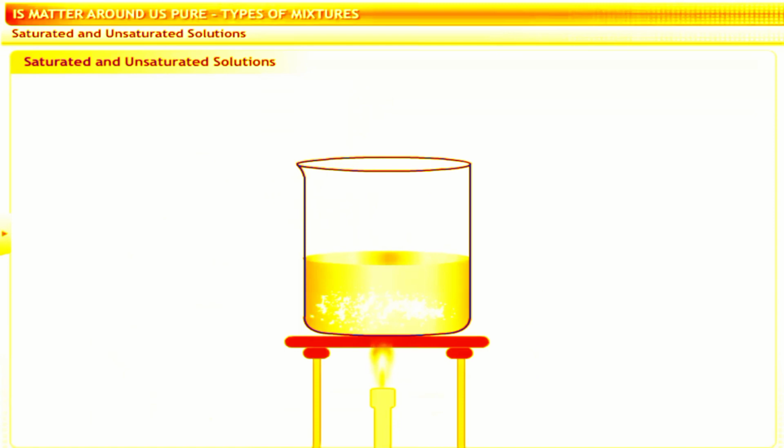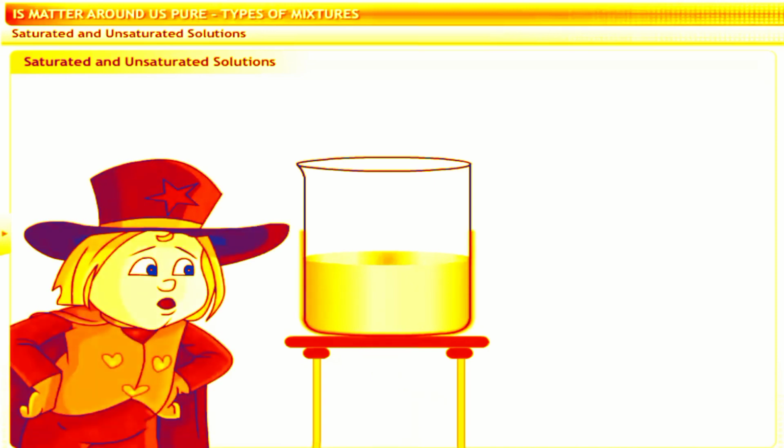Now, heat the saturated solution. The undissolved solute present in the saturated solution slowly dissolves as the temperature rises. After the solute has dissolved completely, slowly cool the resultant solution to room temperature without disturbing it. The solute, which was undissolved before heating, has now dissolved.